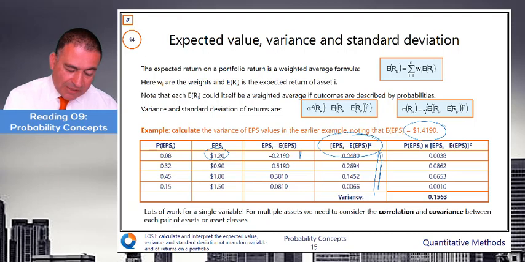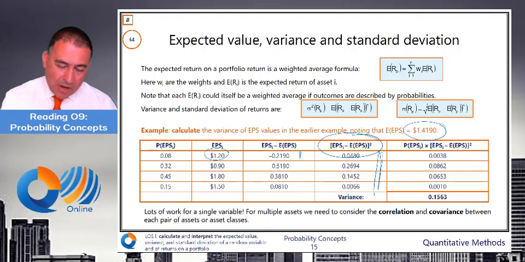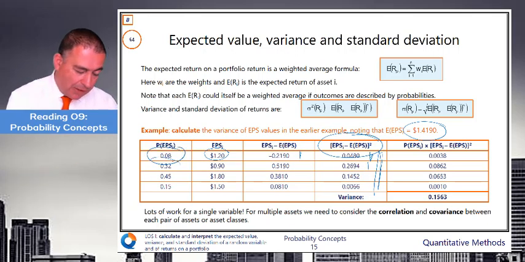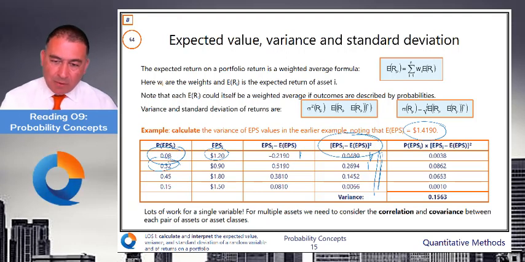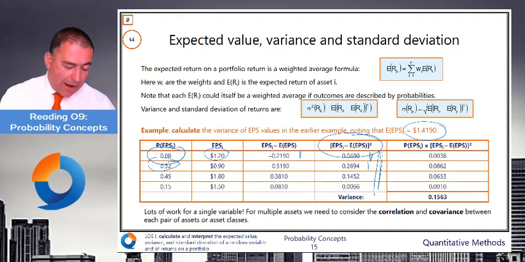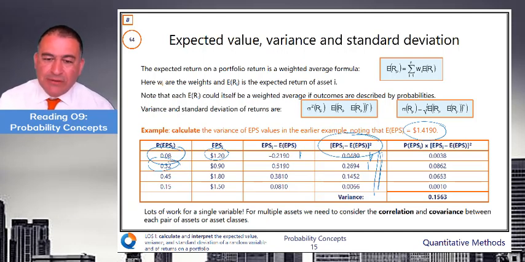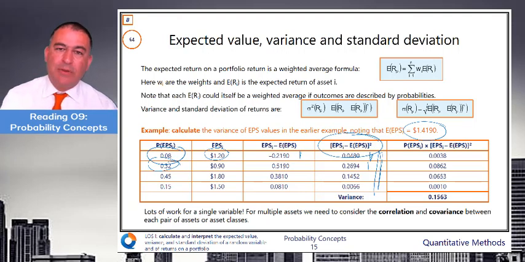We're going to have, so EPS minus expected EPS squared is going to be 0.0480 with probability 0.08. It's going to be 0.2694 with probability 0.32. Multiply them across, so 0.0480 times 0.08 gives us 0.0038. 0.2694 times 0.32 at the second row gives us 0.0862, and so on for third and fourth. Add them up, and there's your variance. Now, I'm not going to say that's easy to do in a 90-second question, but I am going to say it's an extension of what we already know.